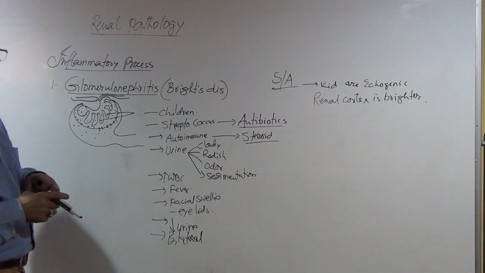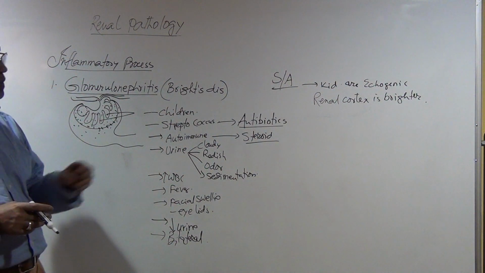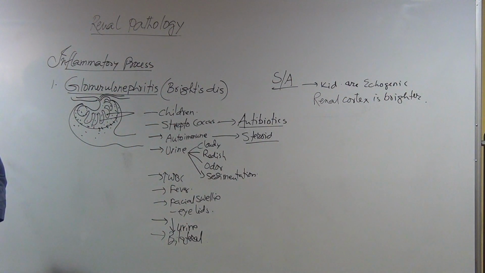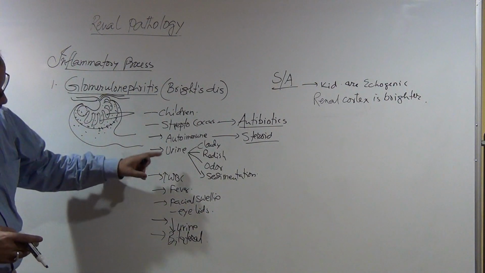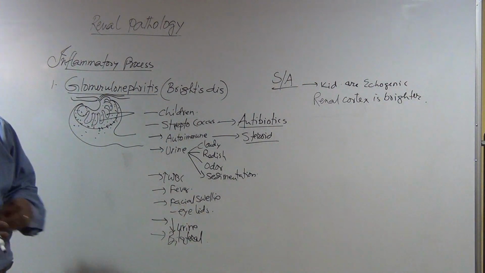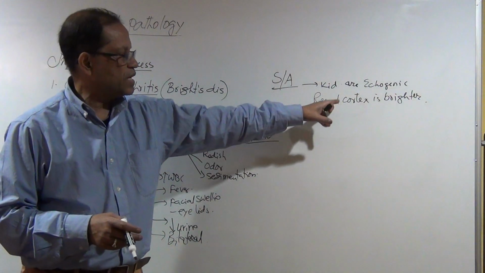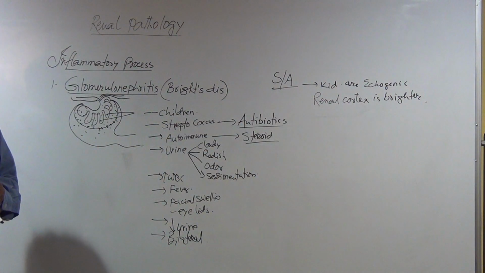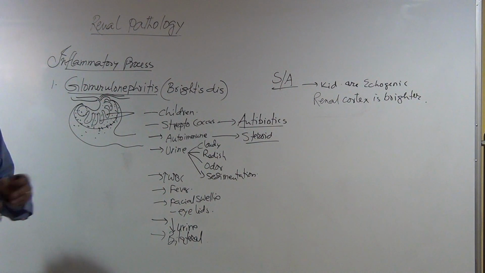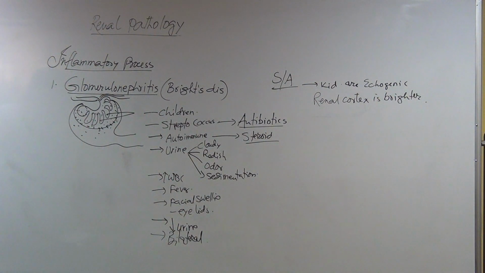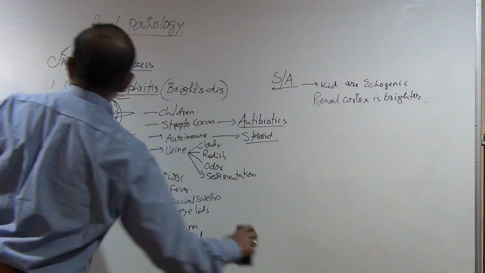So glomerulonephritis, how are you going to diagnose it? They will give the history. This is a child. And they will give the characteristics of the urine. And sonographically, you see the kidney is brighter. Got it? Now, the next one is pyelonephritis.